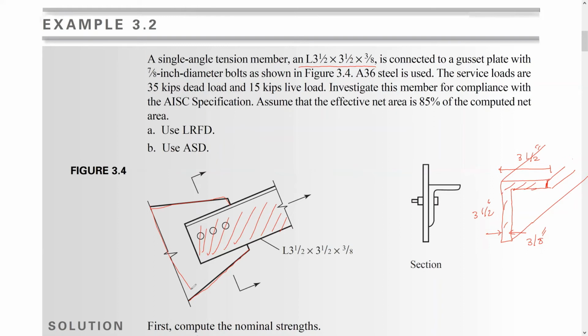With, let's say, 7/8 inch diameter bolts. So for the holes, the diameter is equal to 7/8 plus 1/8, which is equal to 1 inch. All the time, make sure that you are using the correct diameter. As shown in the figure, A36 steel is used. The service loads are: the dead load is equal to 35 kip, and the live load is equal to 15 kips. Service loads mean unfactored loads.